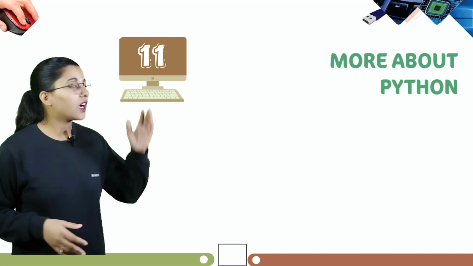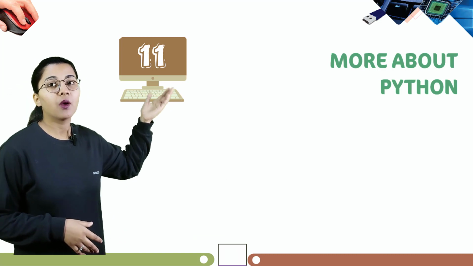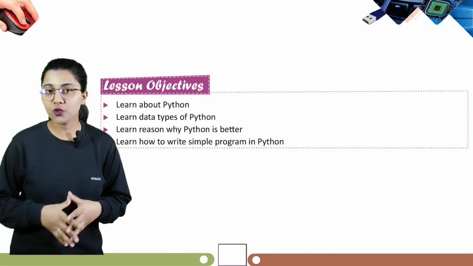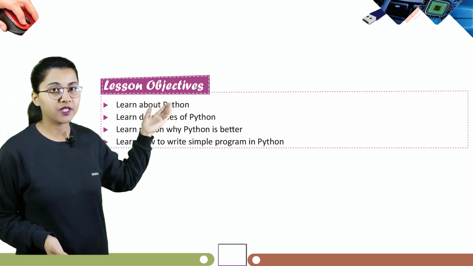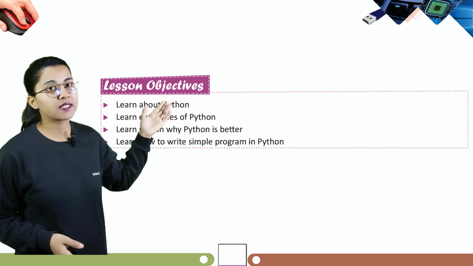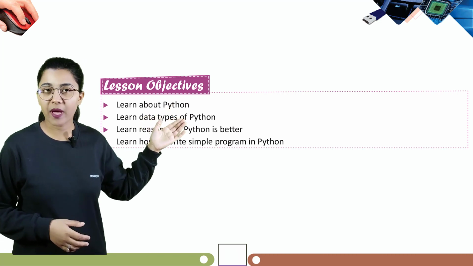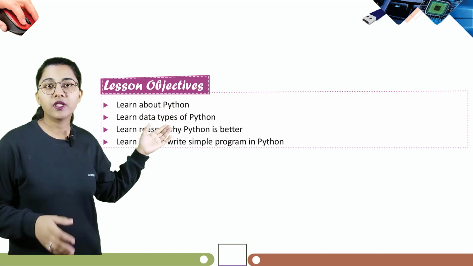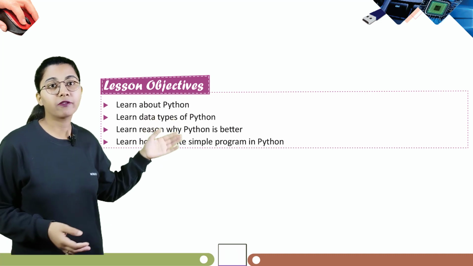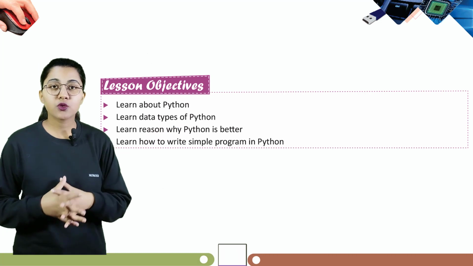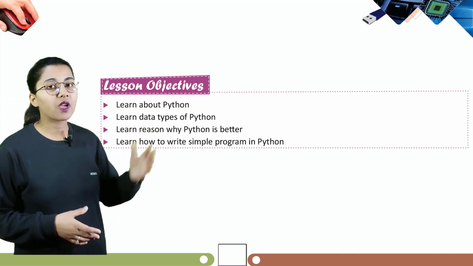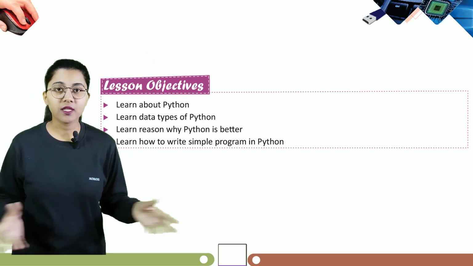Today we are going to start our chapter number 11, that is more about Python. So students, before we start our chapter, here we have some lesson objectives. First, learn about Python. Second, learn data types of Python. Third, learn the reason why Python is better. And fourth, learn how to write a simple program in Python. So students, these are some points we are going to discuss in this chapter in detail.